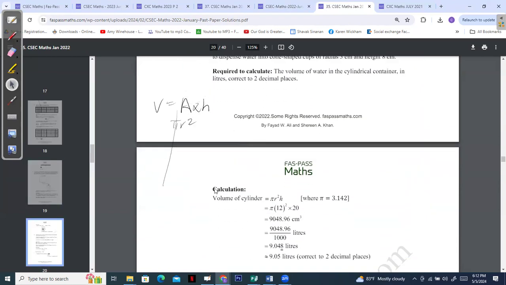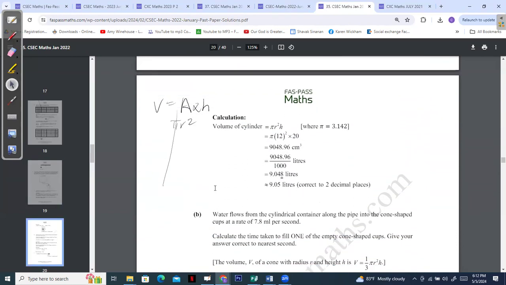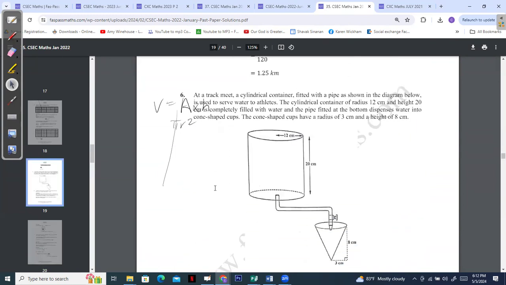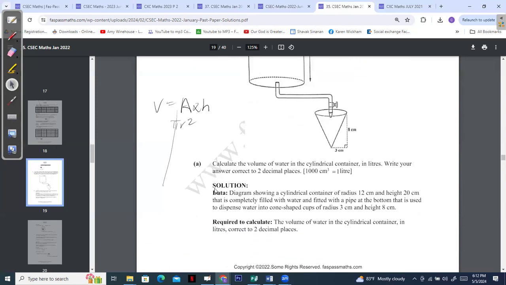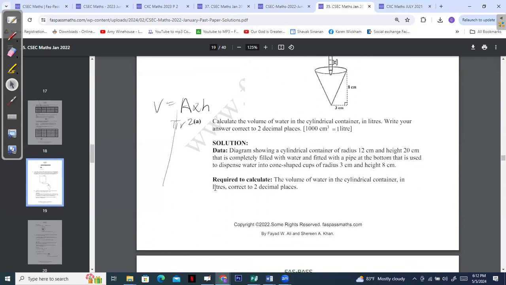Pi r squared h, very good. But what they want the answer in, I don't get excited, is in liters. And you see, they give us the conversion rate. Sometimes they don't do this, eh?